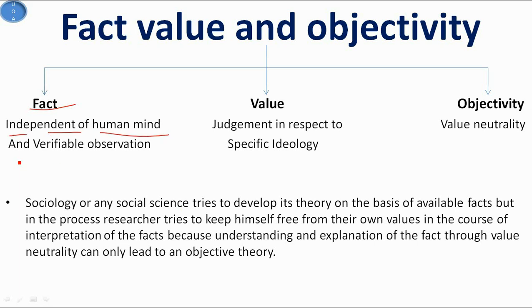So what are facts? Basically, facts are independent of the human mind and are verifiable observations. According to Goode and Hatt, a fact is an empirically verifiable observation. Then value is basically our judgment in respect to a specific ideology, or our own ideology which we have developed from the process of socialization. Then the next term is objectivity. Objectivity will be there if we are neutral with respect to our values.